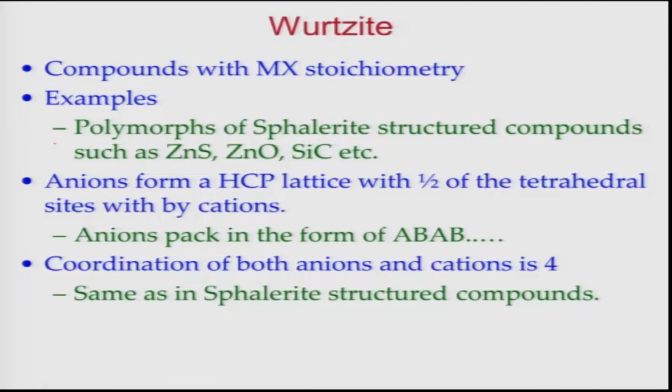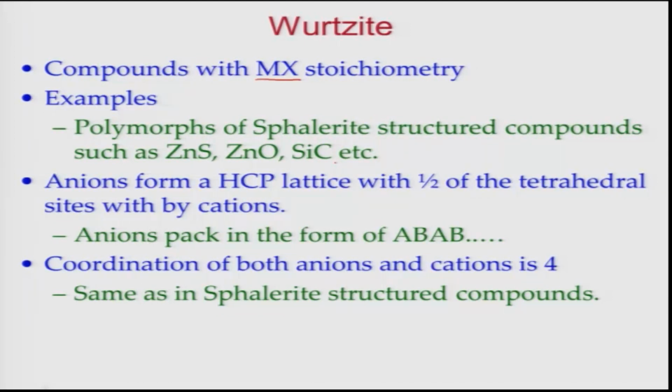So, let us first discuss the wurtzite based structure. Wurtzite is the mineral name. It is basically the compounds with stoichiometry in which cation and anion are present in a 1:1 ratio, basically MX type compounds. There are various examples which follow this structure, and many of them happen to be polymorphs of sphalerite or zinc sulphide based zinc blende structures. So, zinc sulphide itself exists in both cubic zinc blende and hexagonal wurtzite form. Similarly, zinc oxide, silicon carbide, and many other compounds. I will show you a table at the end showing examples of various materials in each category.